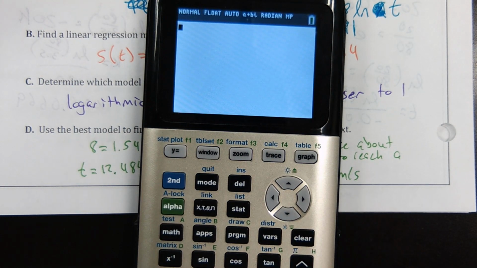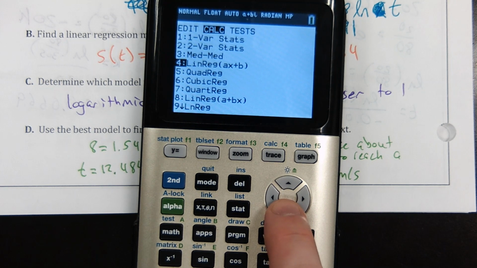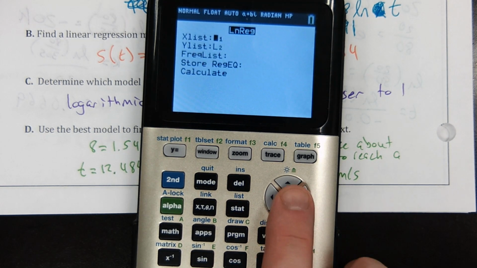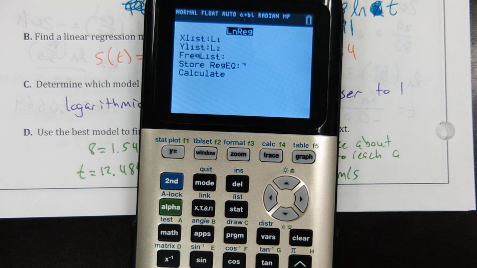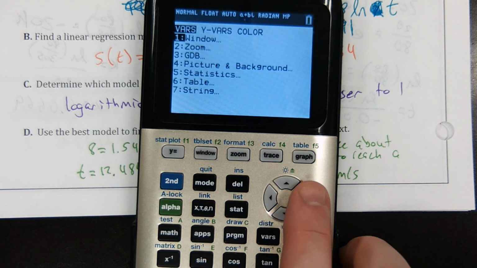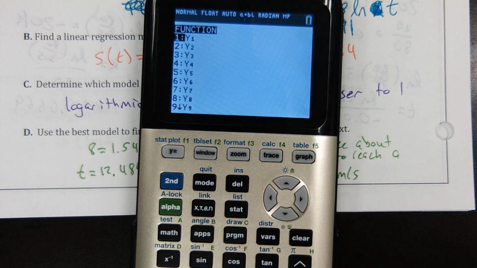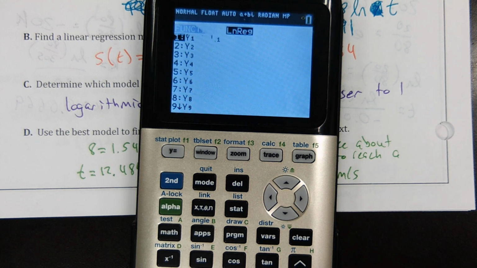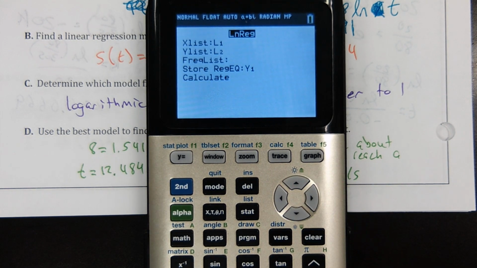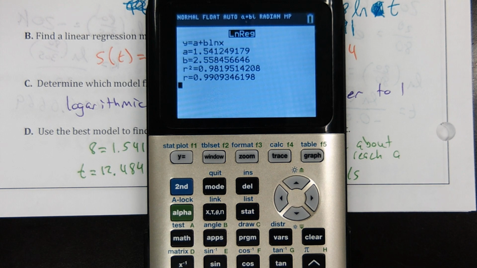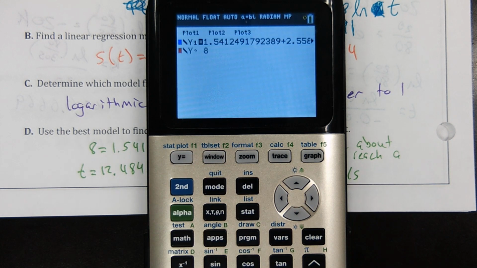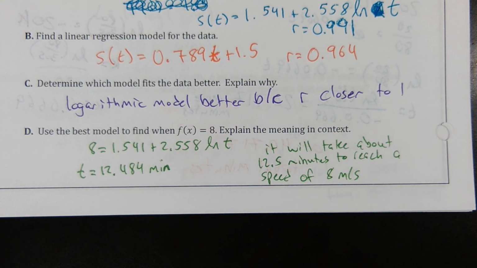Well, you had to have already saved it as the y1. So you go to stat, calc, and when you do the regression, you have to store it here. So you go vars, yvars, function, and then y1. And now it'll be your y1. See? Now if you press y equals, it's there. Did it work that time? Okay, you must have just pressed a key wrong or something.